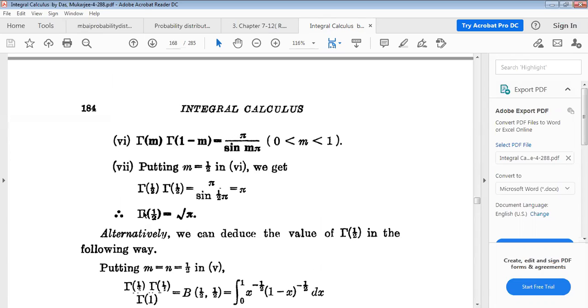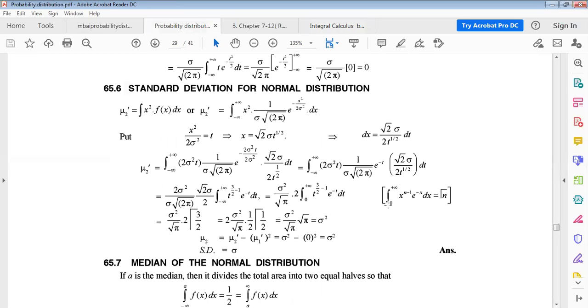Another formula was what? Gamma half equals what? Root over pi. So this is the gamma function formula, gamma n plus 1 equals n into gamma n, where n here is 3 by 2. So gamma half equals root over pi, another formula, so root over pi cancelled.